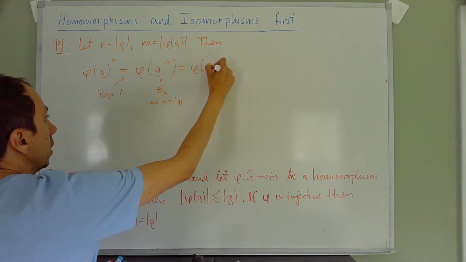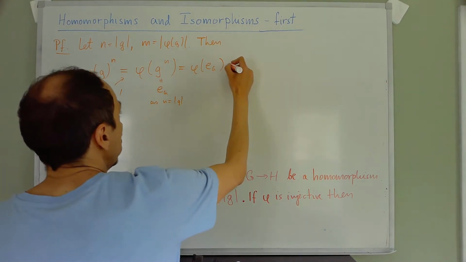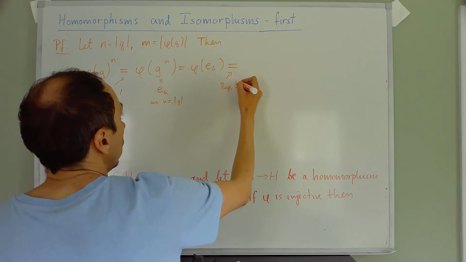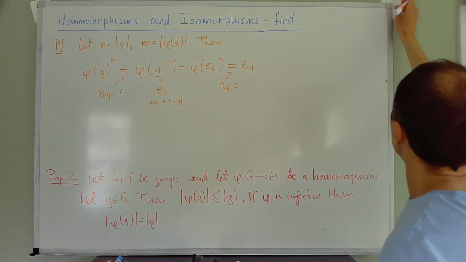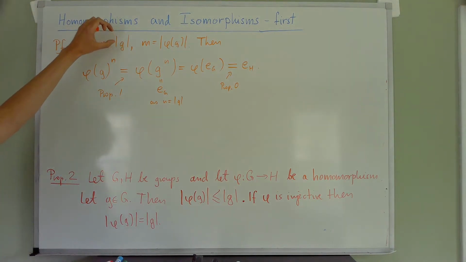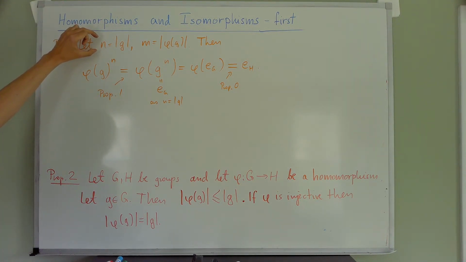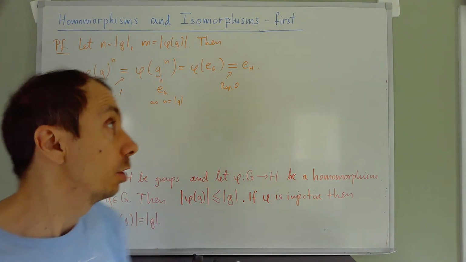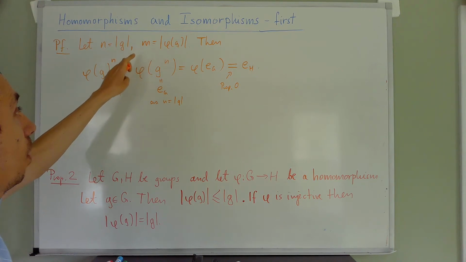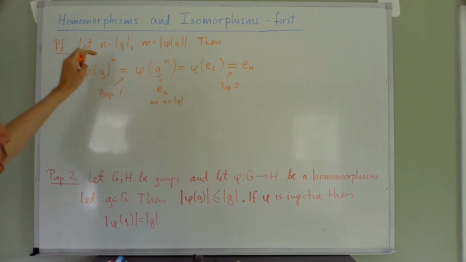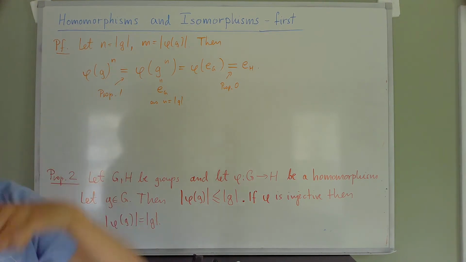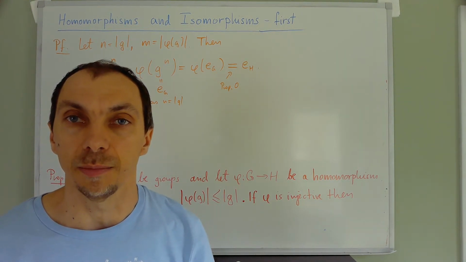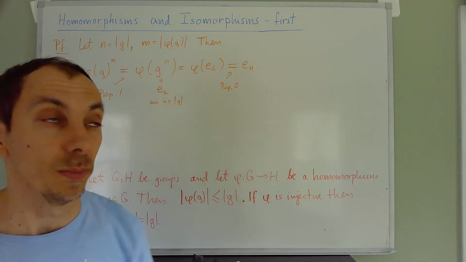So this gives me phi of the identity. Oh, but by proposition 0, the image of the identity is the identity in H. So what did I just do? n is a positive integer because it's the order of g. It's the order of something, so it's always a positive integer. So phi of g to that positive integer gives me the identity. And what is the order of phi of g? The order of phi of g is the smallest positive power that gives me the identity. So because phi of g to the n gives me the identity, the order of phi of g is less than or equal to n. The order is the smallest one that makes it happen. n makes it happen, so the order must be less than or equal.